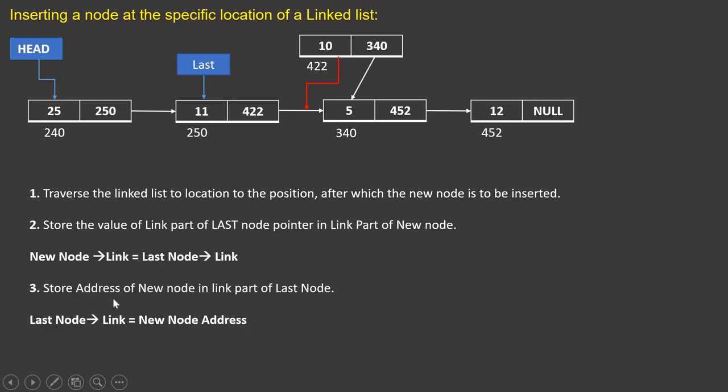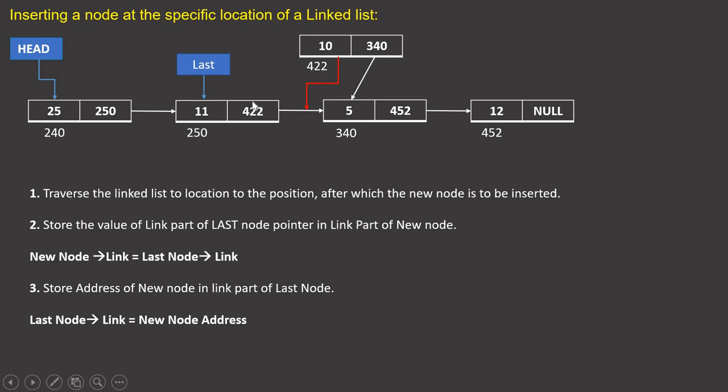So for that we are going to store the address of the new node in the link part of the last node. Here what I have done, it was 340. So we had saved this value 340 from here to here. So now I can simply update the value here. It was 340 before, but now I have updated it. So the last node's link has the new node's address, which is 422. So the address is updated.